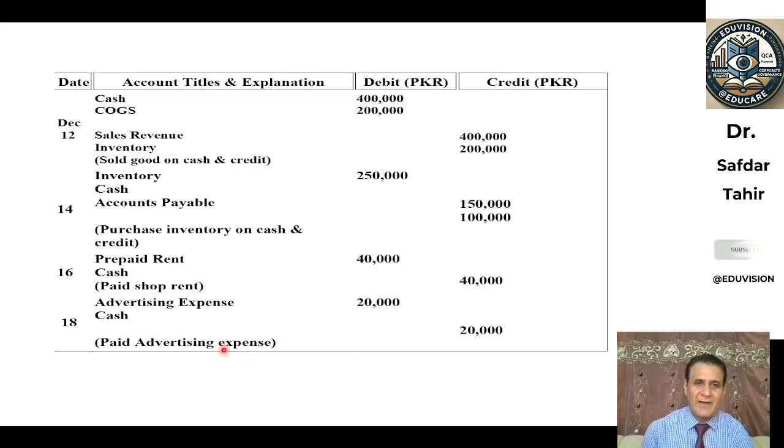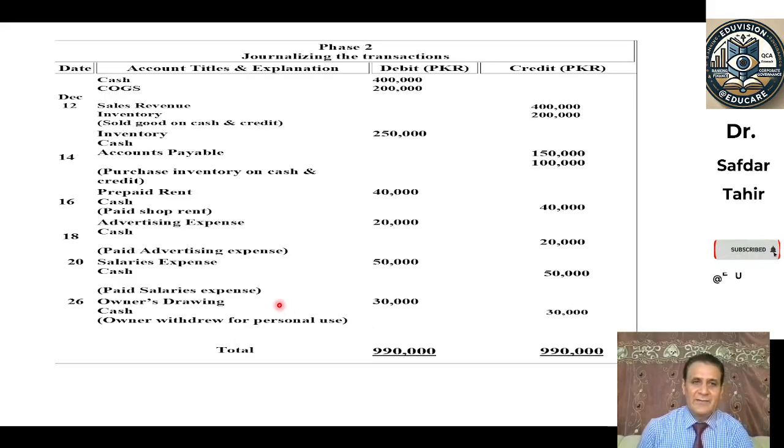Again, on 18 December, we paid the advertisement expense. Advertisement expense of 20,000 is debited because this is an expense. Expense is always debited, and cash, which is decreasing, that is 20,000. This is credited.